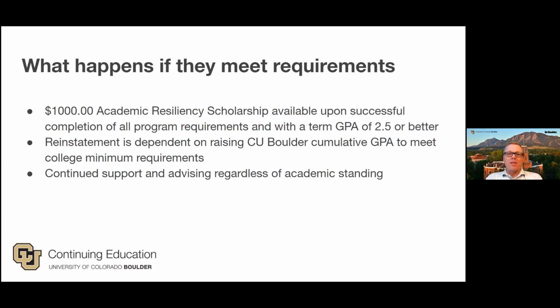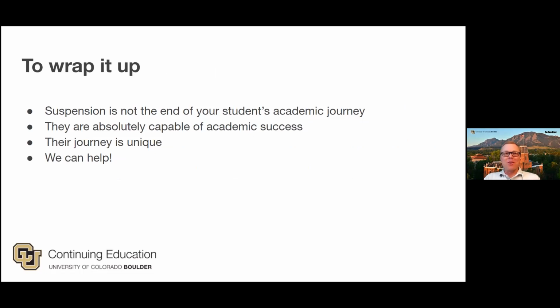The requirements and what happens if they meet requirements. This is something we're also really excited about. There's a $1,000 academic resiliency scholarship if all program requirements are met with a term GPA of 2.5. Now, of course, reinstatement is dependent on the college, so they may not be able to reinstate immediately following the semester in our program, but hopefully they'll be on a really strong track record at that point and be able to continue enrolled in continuing ed. And our support continues throughout their time, regardless of academic standing. So they can always schedule appointments with us.